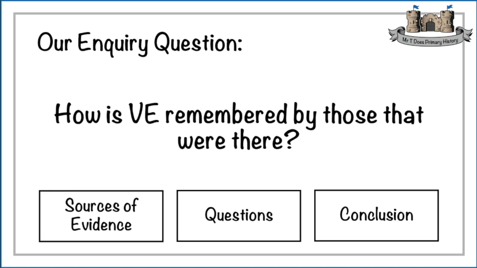Now, a conclusion is where we answer our overall inquiry question, and we can add in evidence that we find out that helps explain what we found. What you'll need is a piece of paper, a pen or a pencil, and you might have even printed off the worksheet that I've made and put up for you. So, let's get started with our inquiry.